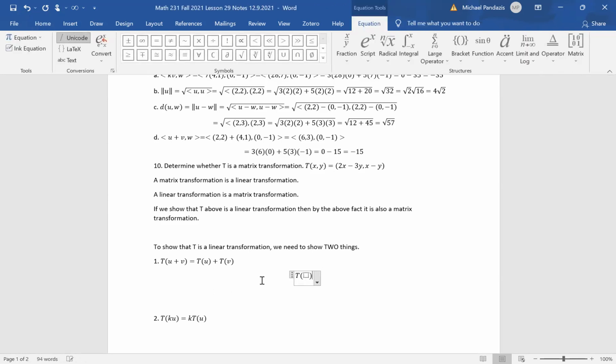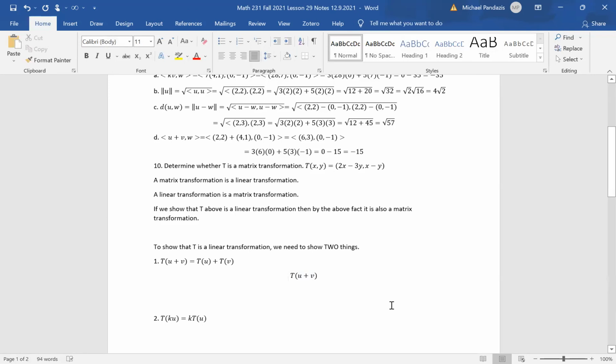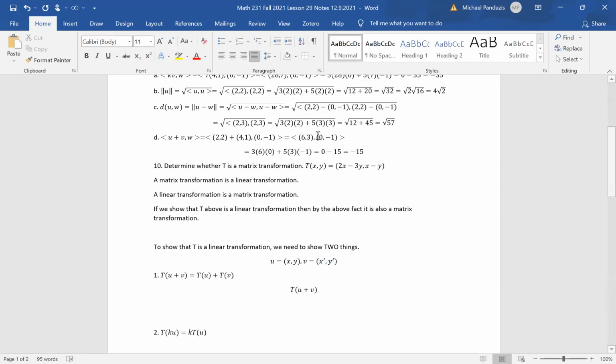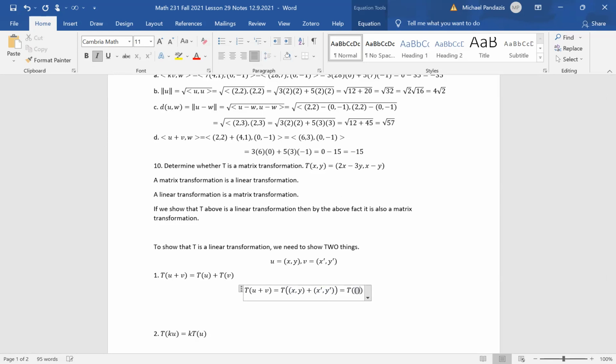So if you take T of u plus v, let's say that u is equal to the vector x comma y, and v is equal to the vector x prime comma y prime. Then T of u plus v is equal to T of x comma y, which is the first vector, plus x prime comma y prime, which is the second one. This is equal to T of the ordered pair x plus x prime comma y plus y prime.